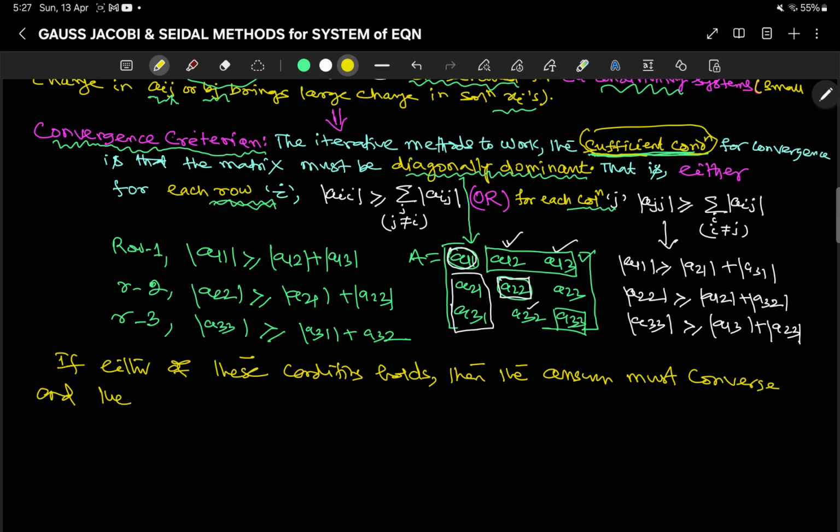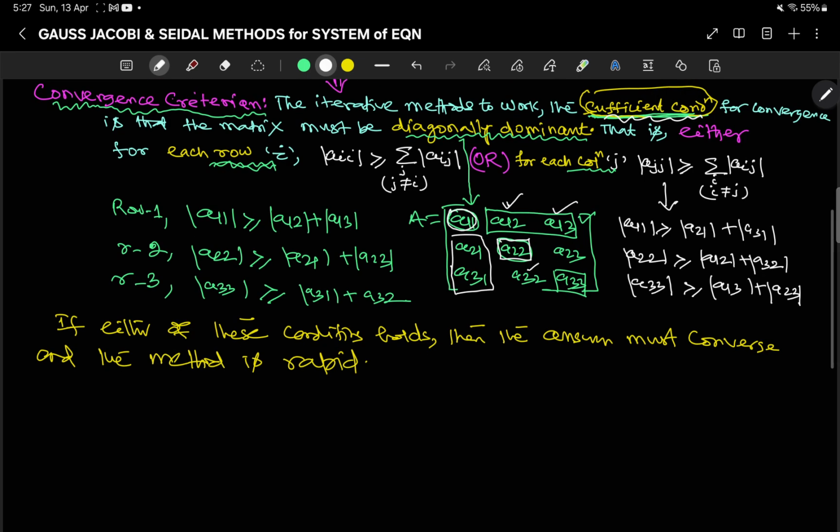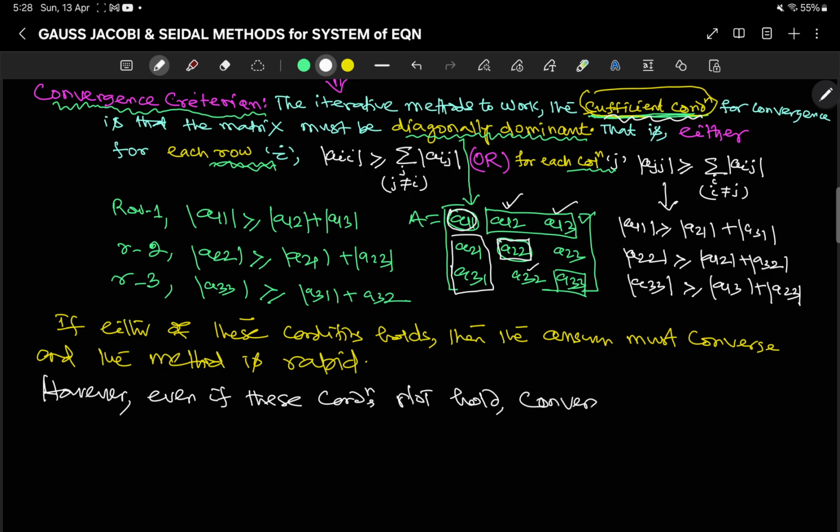And thus the method repeats. Now this sufficient condition means that even if these conditions do not hold, convergence may still be achieved, however with a large number of steps.